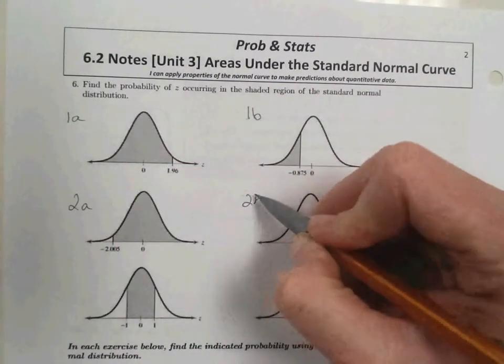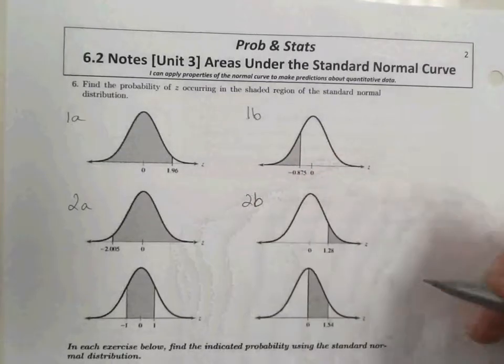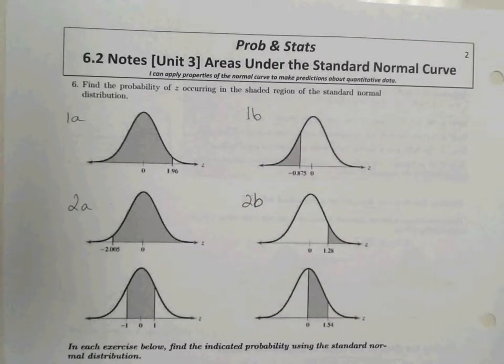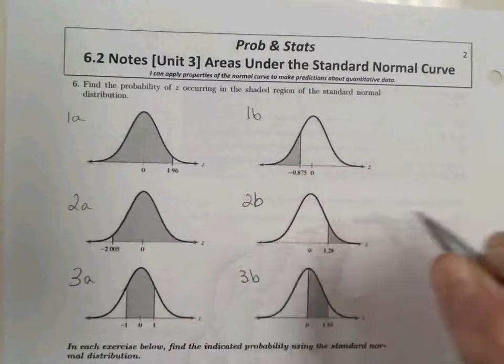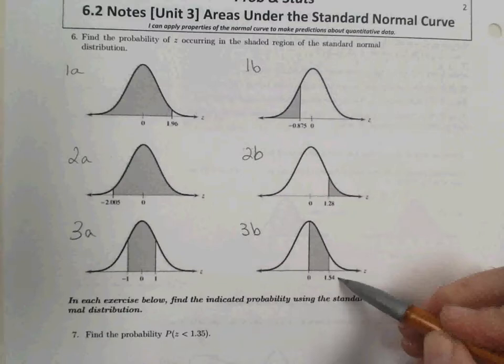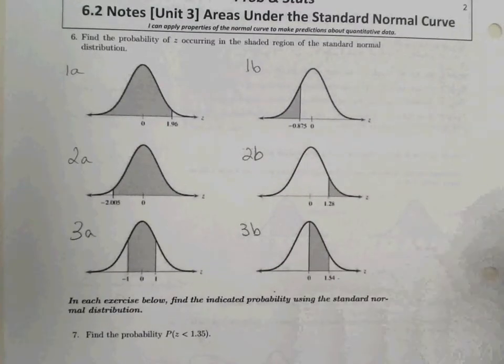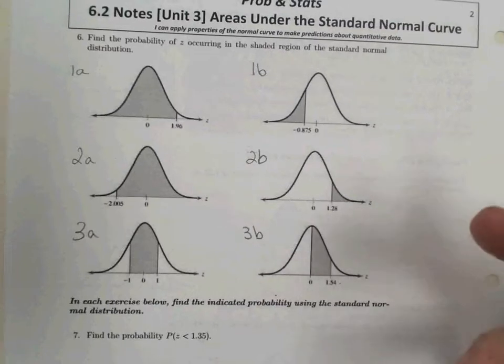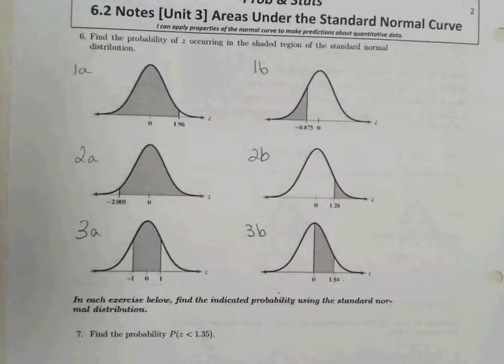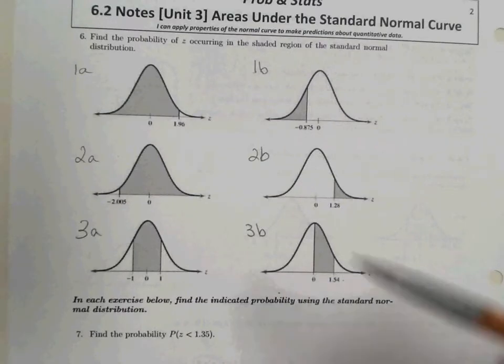For 2A and 2B, shaded to the right, that's where you'd have to subtract from 1. And then 3A and 3B, that's where you have to find both of the areas and then subtract. Can area ever be negative? No. So it's a measurement. Measurements are never negative. So you're always subtracting the larger minus the smaller. If you get mixed up, it can't be negative. So go ahead and try those out.